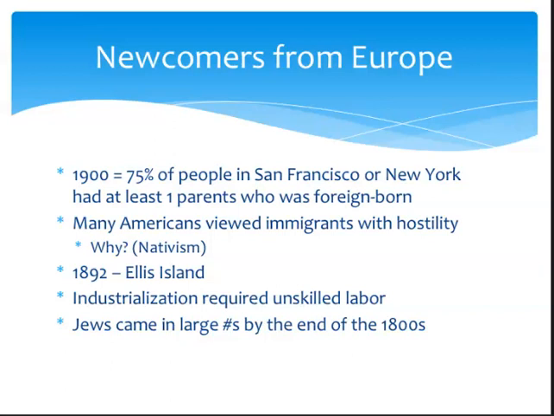3 out of 4 people in the 2 major cities of America at that time had at least one parent born in another country. Many Americans did not like these immigrants. It's this idea called nativism. You know, I'm born here, I'm better than you, I should get more rights and more experiences, more opportunities because I was born here. In 1892, they open up Ellis Island, which is in New York City, as an immigration center. And it is going to process the immigrants and allow them to come into America.